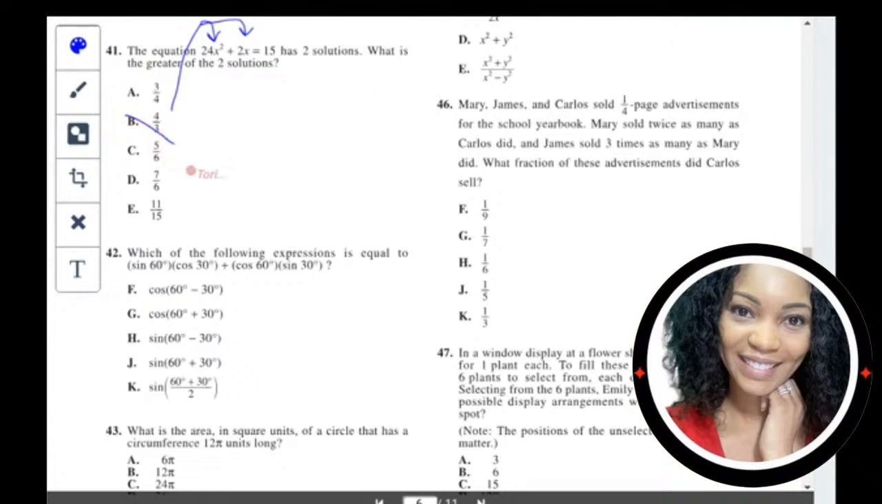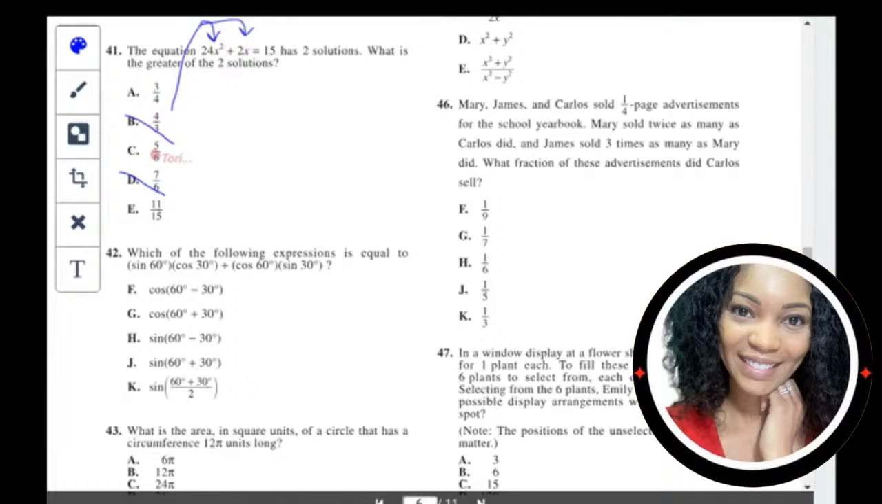All right, I'm going to go to the next highest number, and that's going to be answer choice D, which is 7/6. So 24 times 7/6 squared plus 2 times 7/6. And that gives me 35. So that doesn't work either. Okay, let's try 5/6.